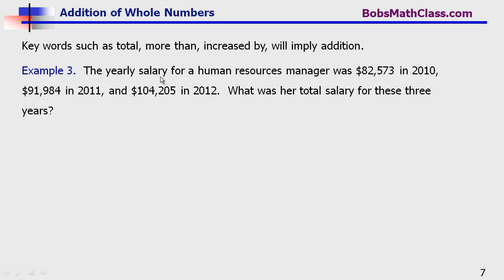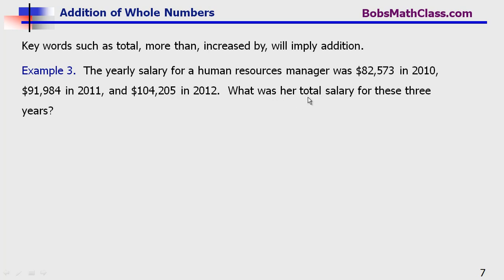Okay, the yearly salary. Now let me go back up here. Remember, keywords such as total, more than, increased by, they're going to imply addition. The yearly salary for a human resources manager, that's a nice job, was $82,573 in 2010, $91,984 in 2011, and $104,205 in 2012. What was her total salary for these 3 years? So she got significant pay increases each year.